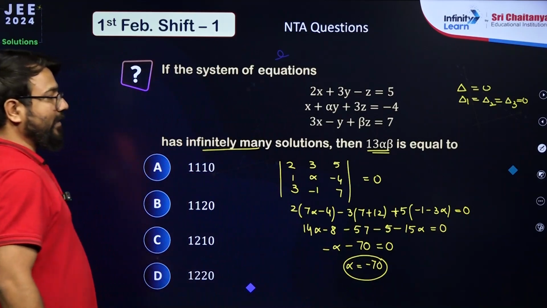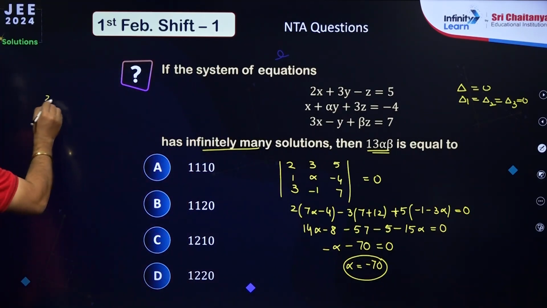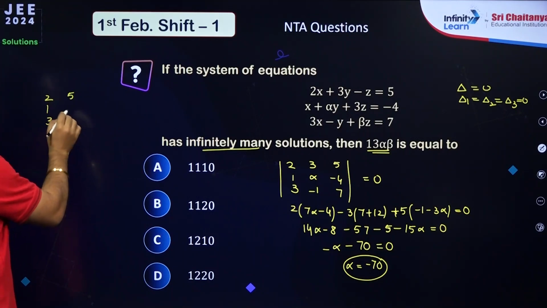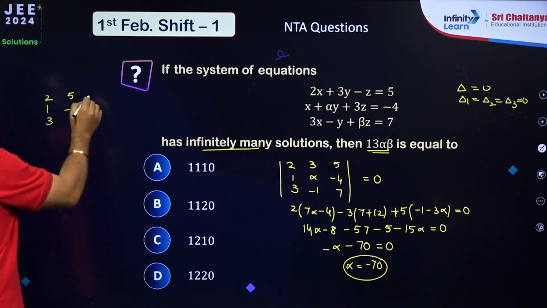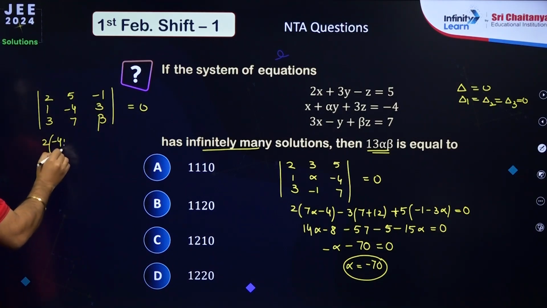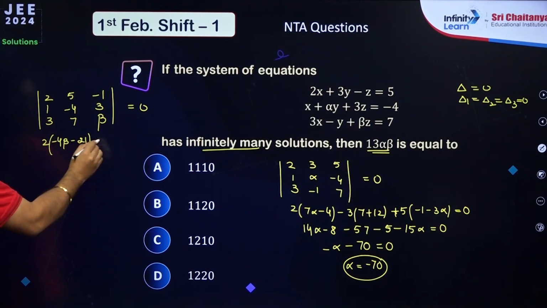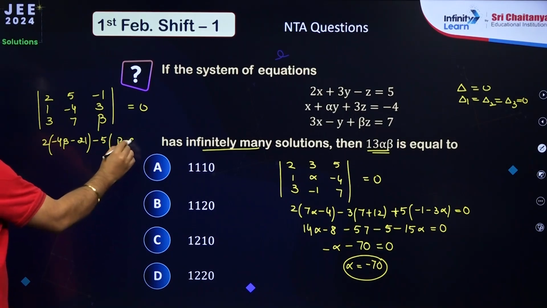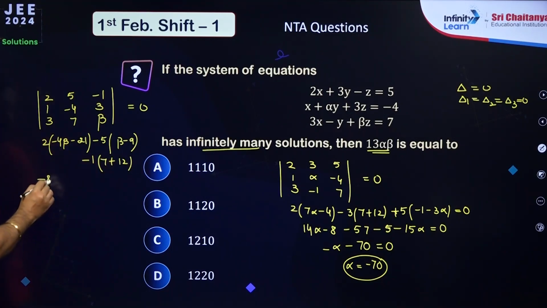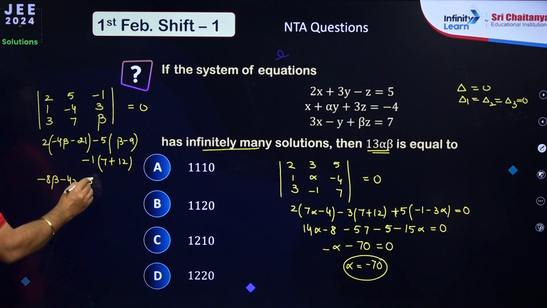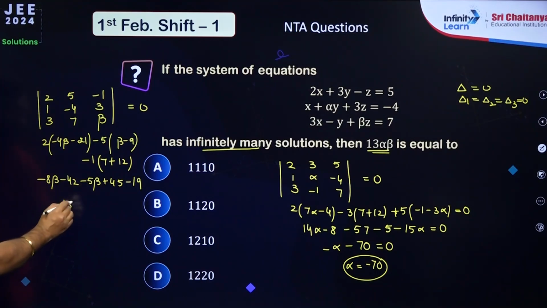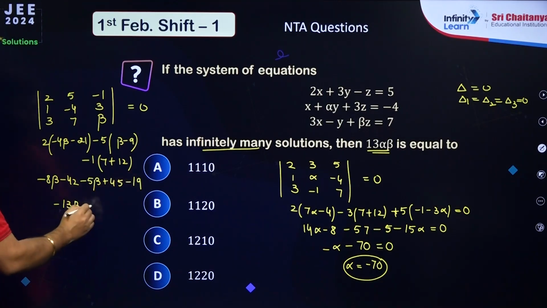I also wish to get the value of beta. How can we get that? For getting the value of beta, 2, 1, 3 is the first column, that is perfect. Second column, I am writing delta 2 actually, 5, minus 4 and 7. And then it is minus 1, 3 and beta over here. Make this determinant equal to 0. 2 times (minus 4 beta minus 21) would be there. Minus 5 times (beta minus 9). And then it is minus 1 times (7 plus 12). So it becomes minus 8 beta minus 42, minus 5 beta plus 45, and then minus 19. So minus 8 beta minus 5 beta is minus 13 beta. It is plus 3 and here it is minus 16.